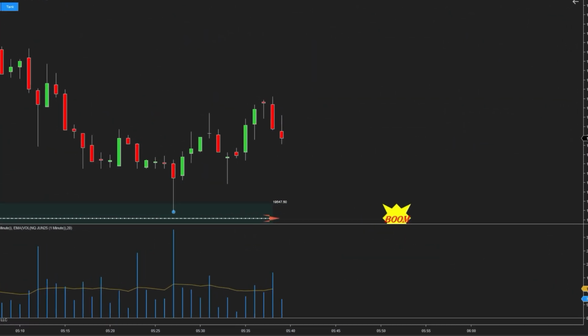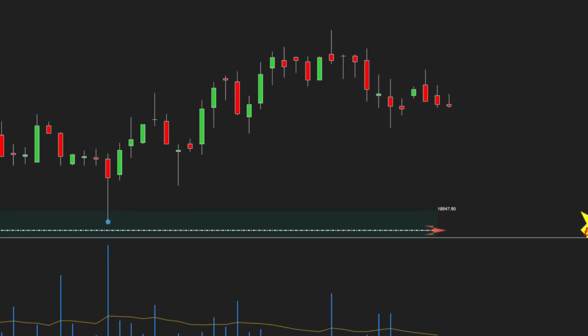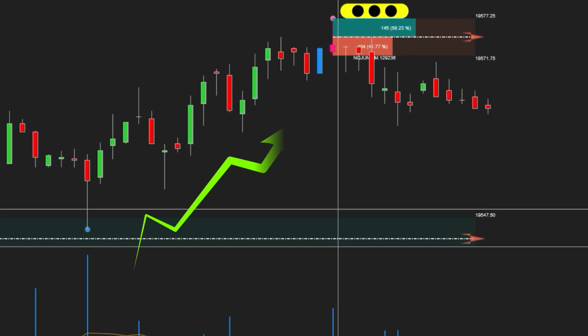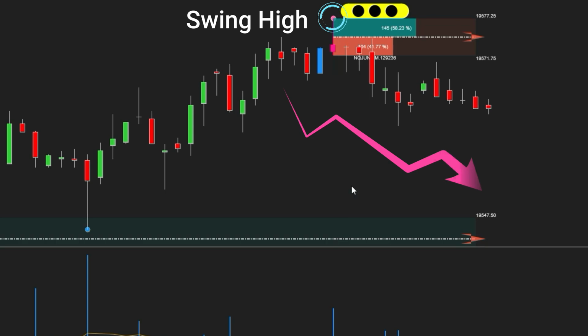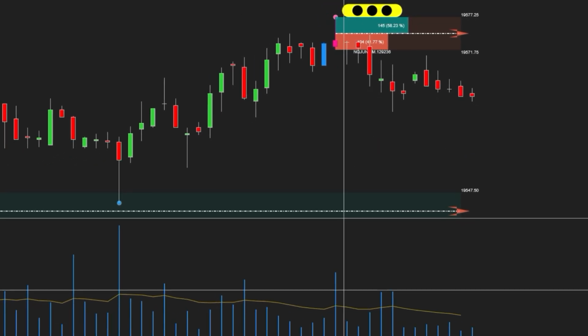To increase the reliability of a power shift, we incorporate the volume factor into our analysis. For example, we first observe a strong upward move, followed by a sudden reversal, which forms a clear swing high. Here's the key: we don't just rely on price action. We also use volume as a confirmation tool.